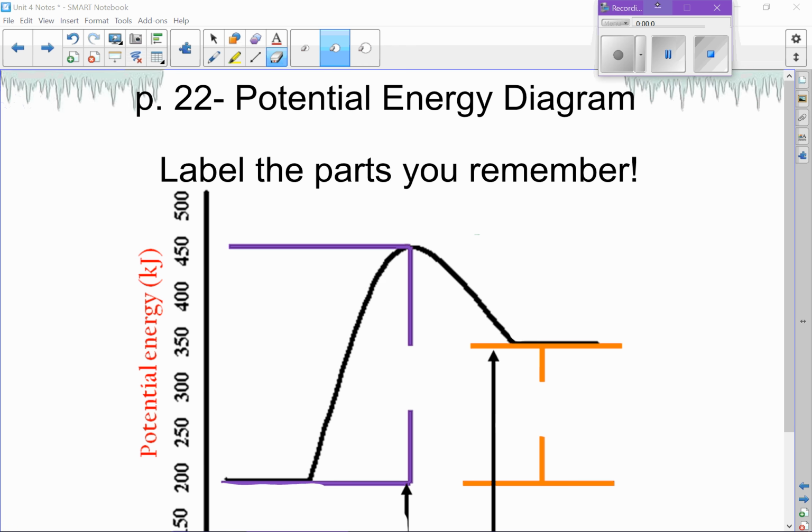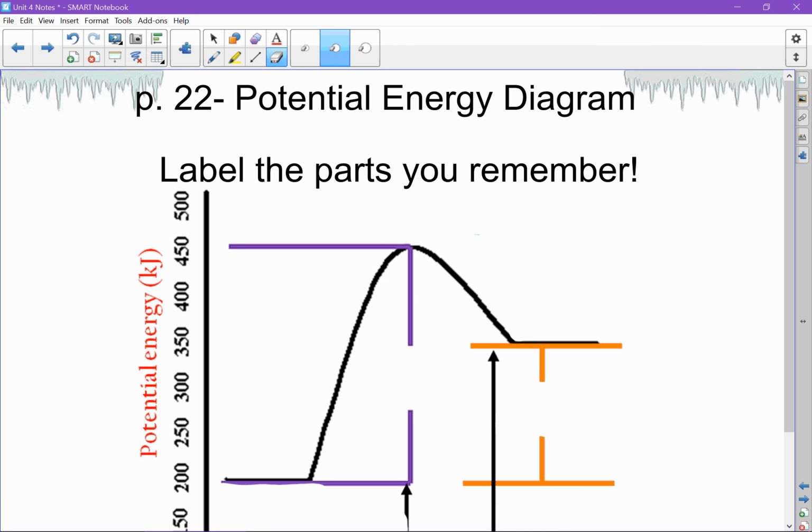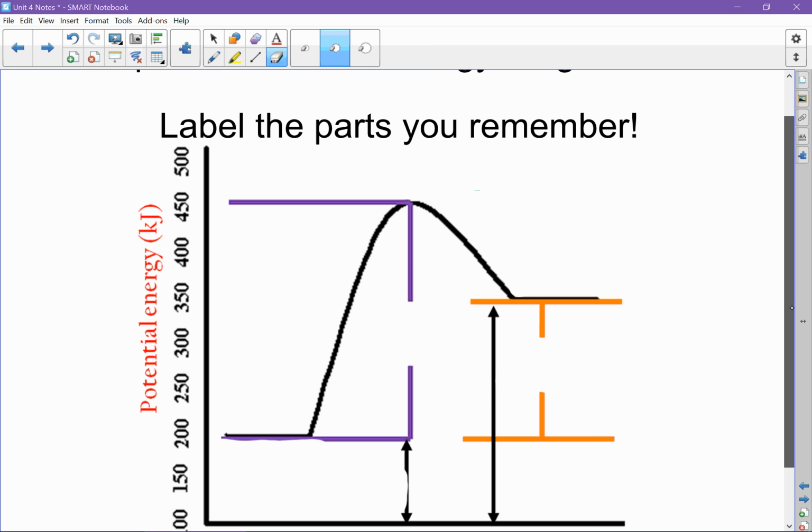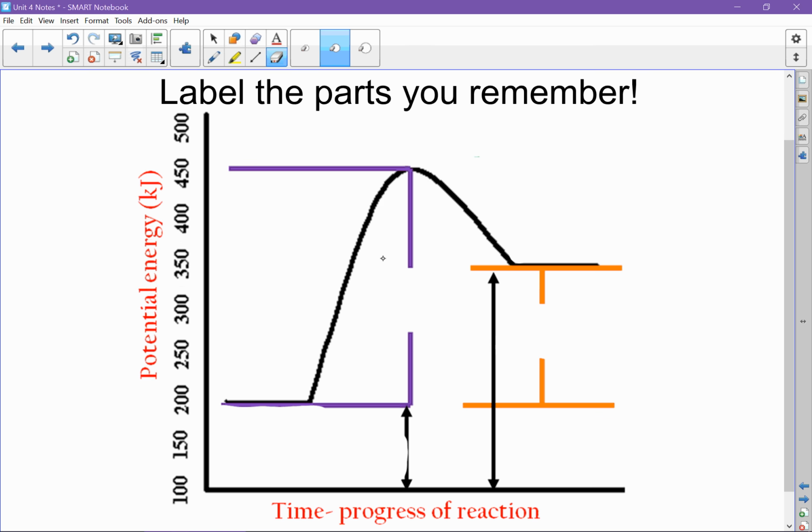Hi guys, we're going to work on page 22 and we're going to review potential energy diagrams again. So first I want you to see if you can label all of the parts of this diagram. Anything that you remember. Pause the video. Can you put in what some of these parts are called?